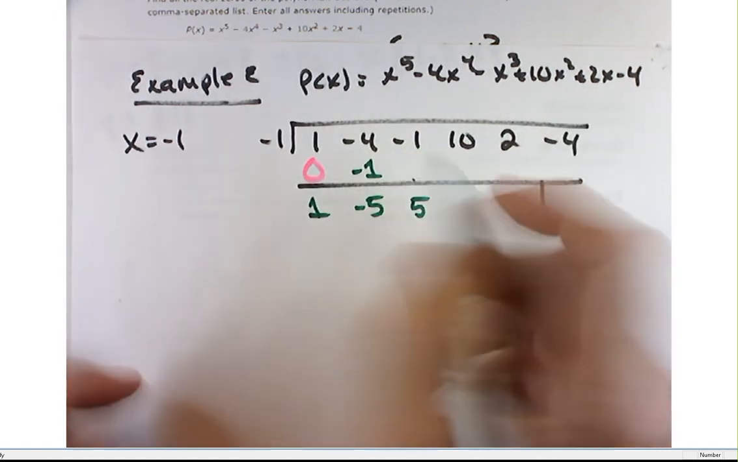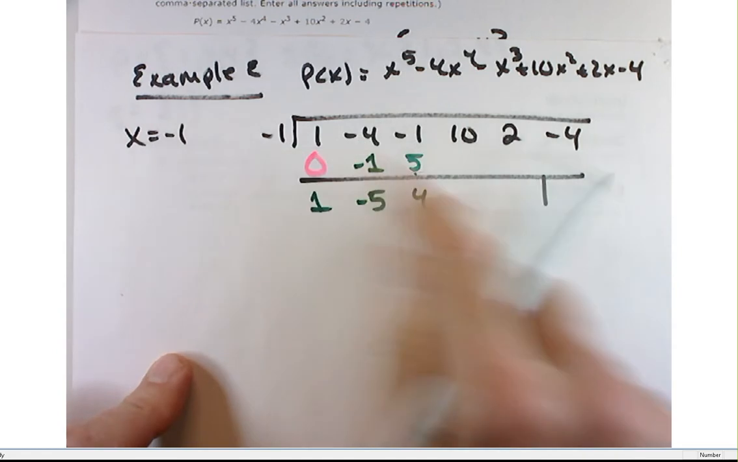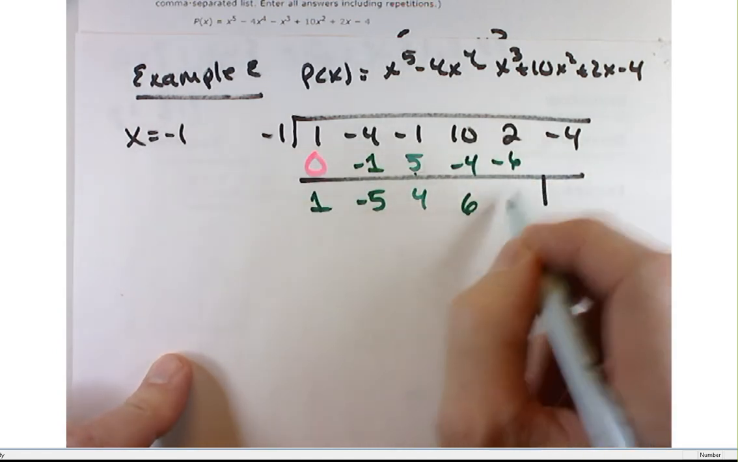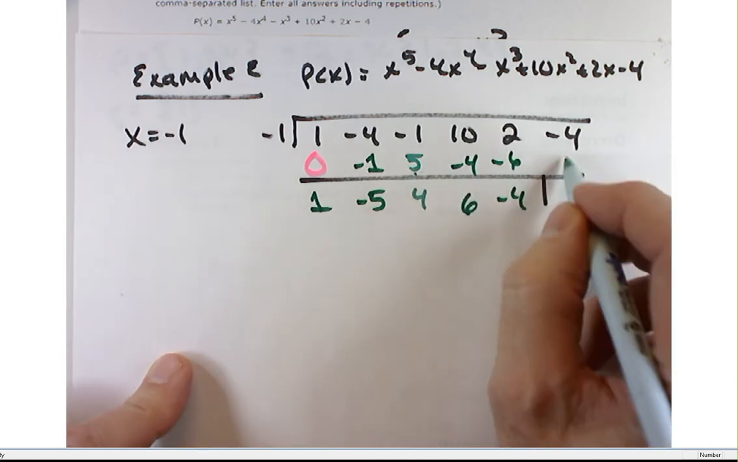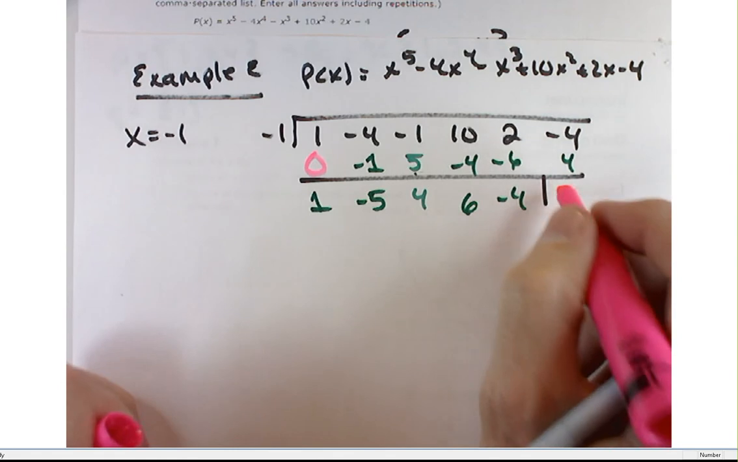All right. 5, and then a 4, -4, 6, -6, -4, +4, and that's what I wanted. I wanted a big goose egg down there. Awesome.